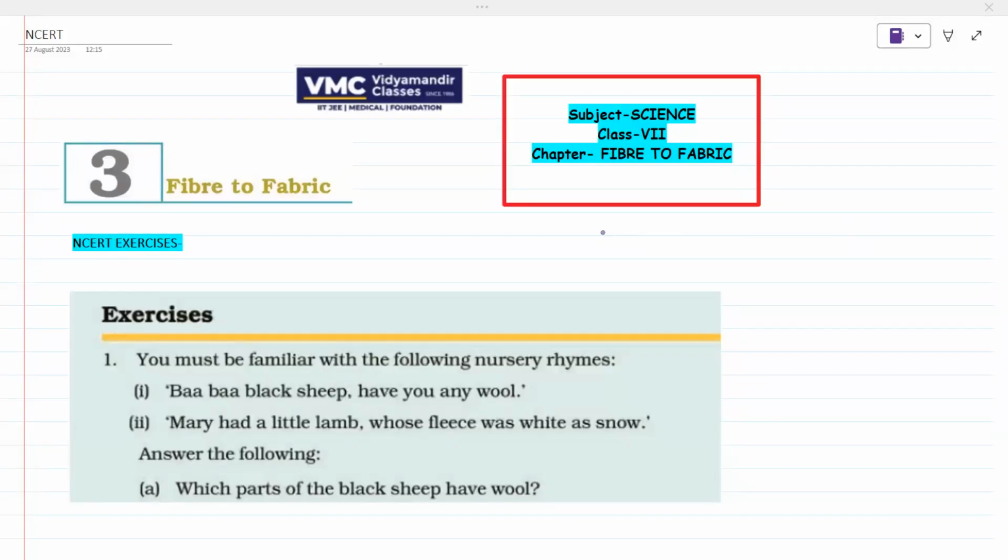Hello children. Today again we are going to solve NCERT exercises, and today we are going to solve the chapter Fiber to Fabric. Right? So let's start doing the questions.